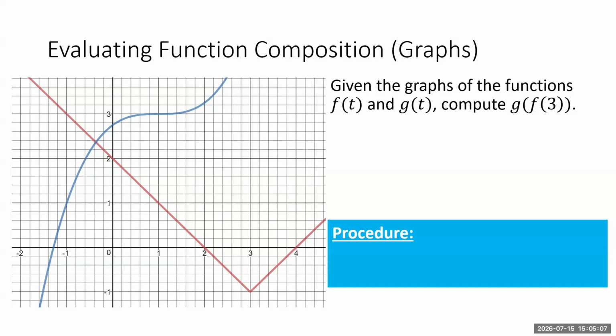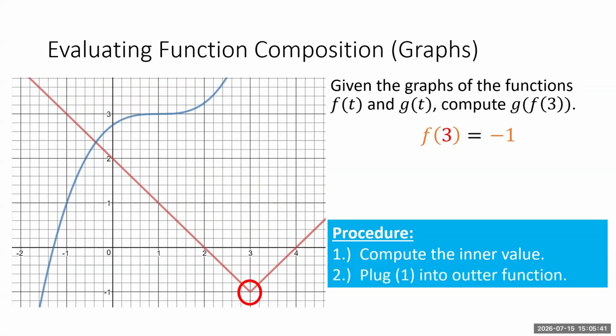Given the graphs of these functions, f(t) and g(t), we are asked to compute g(f(3)). Procedure. 1. Compute the inner value. Observe that our inner value is f(3). So for our red function, which is f, we go to the x value of 3, and we find that its y value is -1. We've circled this coordinate pair (3, -1) on the graph. So we have that the y value is -1.